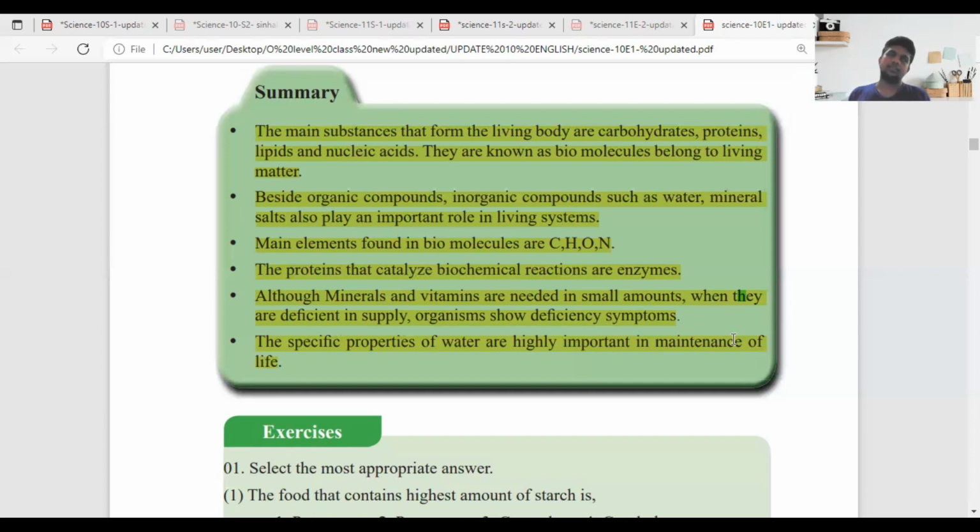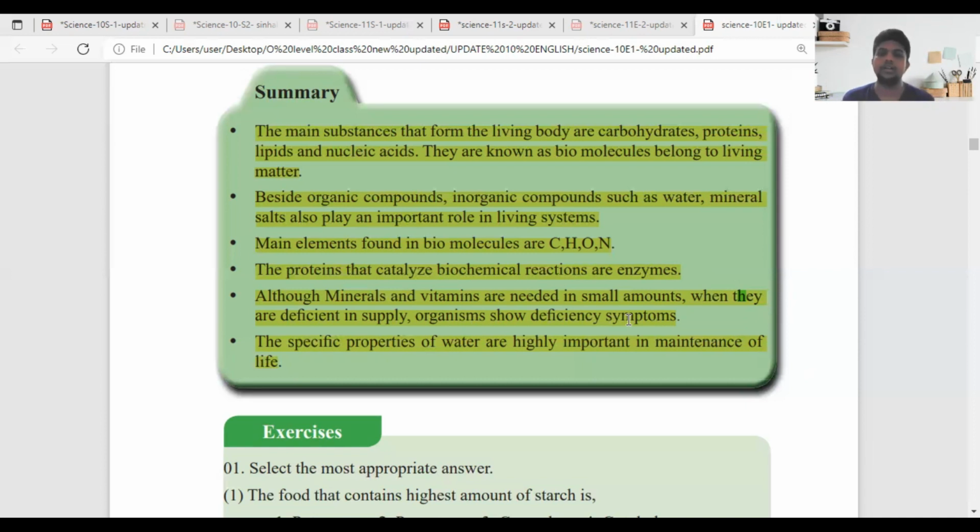When we go through the identification tests, for carbohydrates, 3 tests are there: starch test, glucose test, and sucrose test. For lipids, there is only 1 test, Sudan 3. For protein, it is the biuret test. And for nucleic acids, there is no specific test to identify them. Okay, that's it.